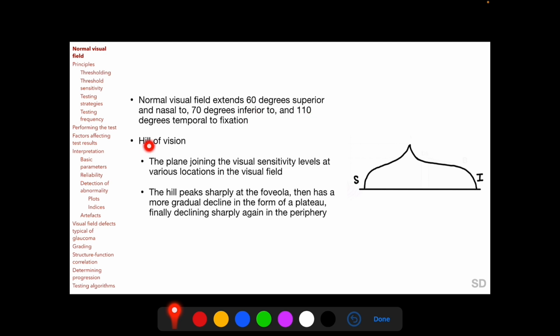The hill of vision is the plane joining the visual sensitivity levels at various locations in the visual field. In profile, the hill of vision peaks sharply at the fovea, then has a more gradual decline in the form of a plateau and finally declines sharply again in the periphery.